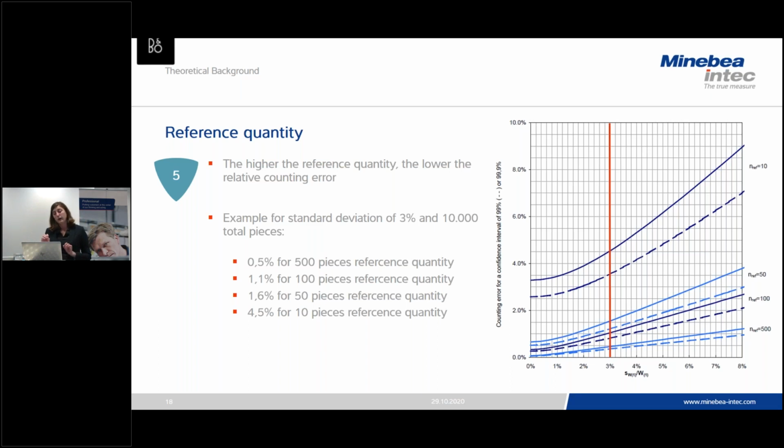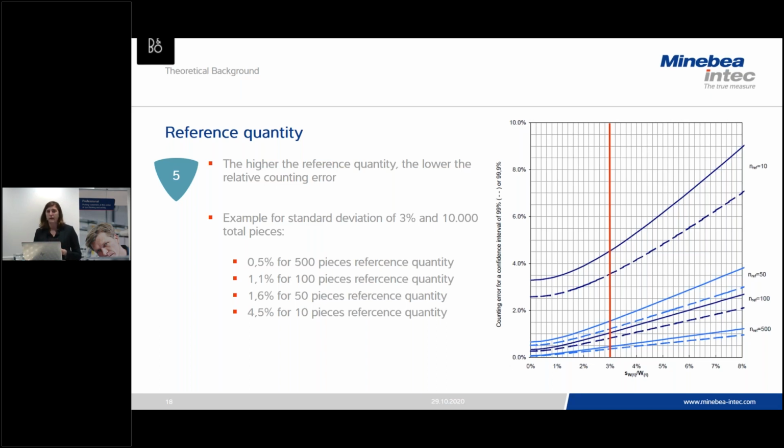When we have a reference quantity, in this case of 500 pieces, the counting error is just 0.5%. If I take 100 pieces of reference quantity, we already have a counting error of 1.1%. If I only use 50 pieces of reference quantity, I have an error of 1.6%. And if you decide to have only 10 pieces of reference quantity, the error is 4.5%. So again, in absolute numbers, for 10 pieces of reference quantity, this means 1,000 pieces plus minus 450 pieces.